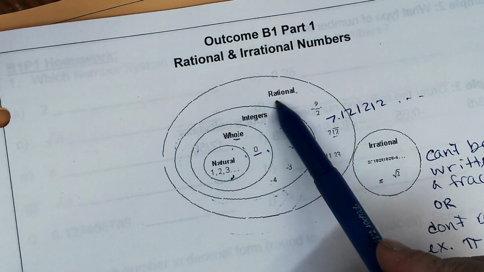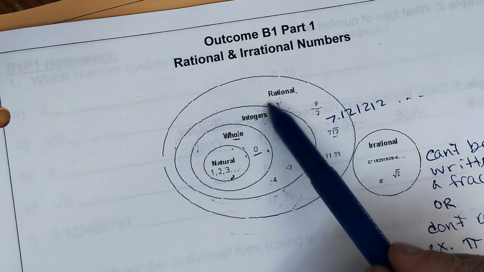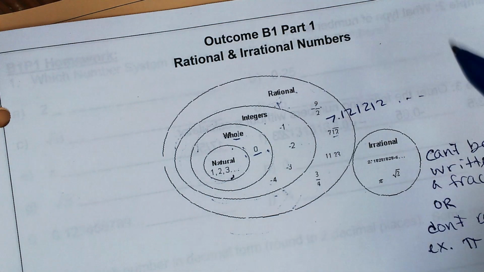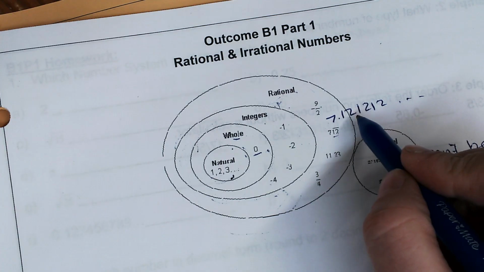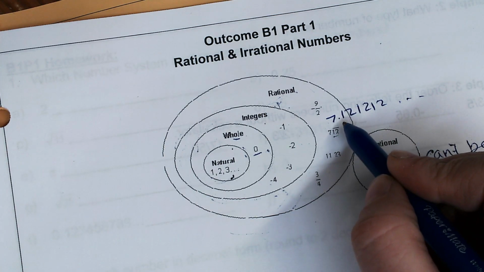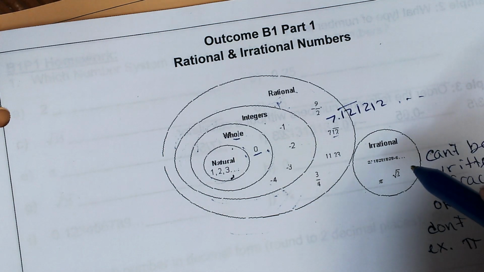Finally, we have rational numbers, which is all sorts of numbers, but there are 2 qualifications to be a rational number. You either have to be able to write it as a fraction or as a decimal that repeats. So for example, 7.121212, etc. We use that bar over the top.